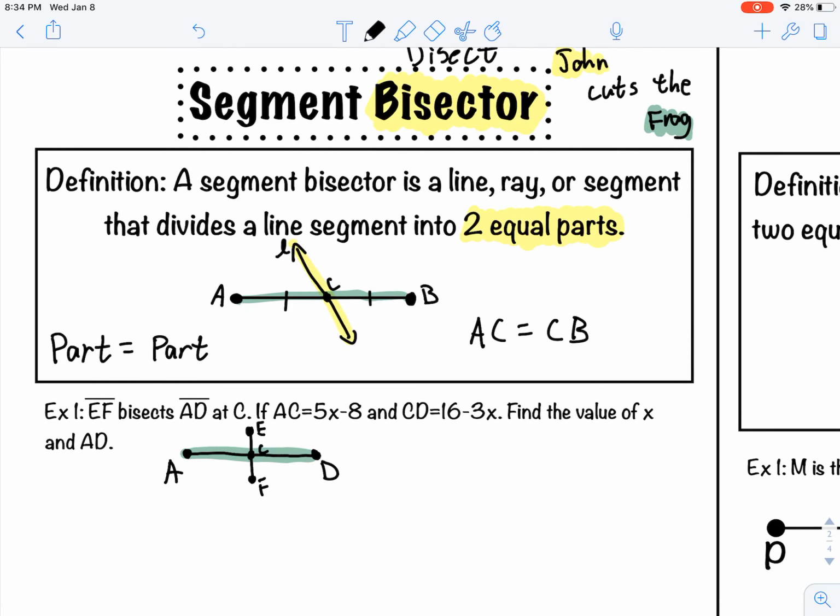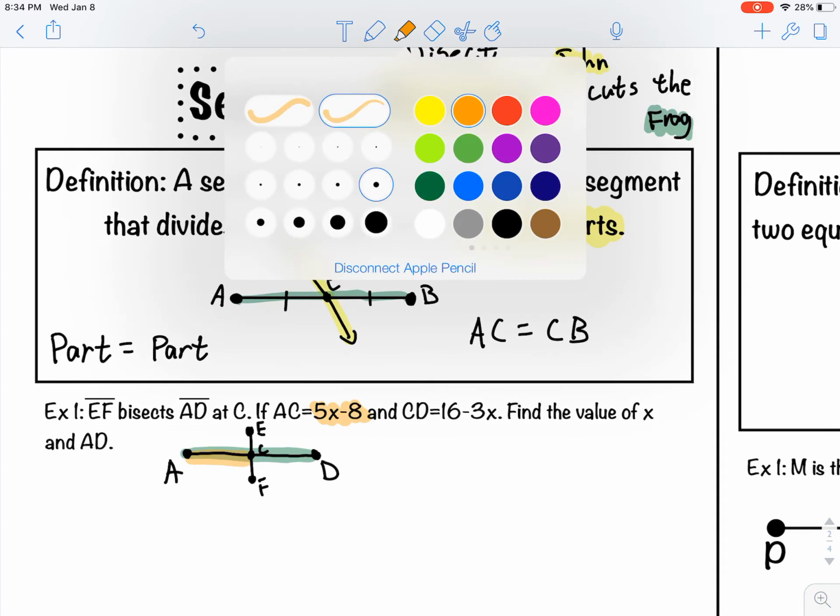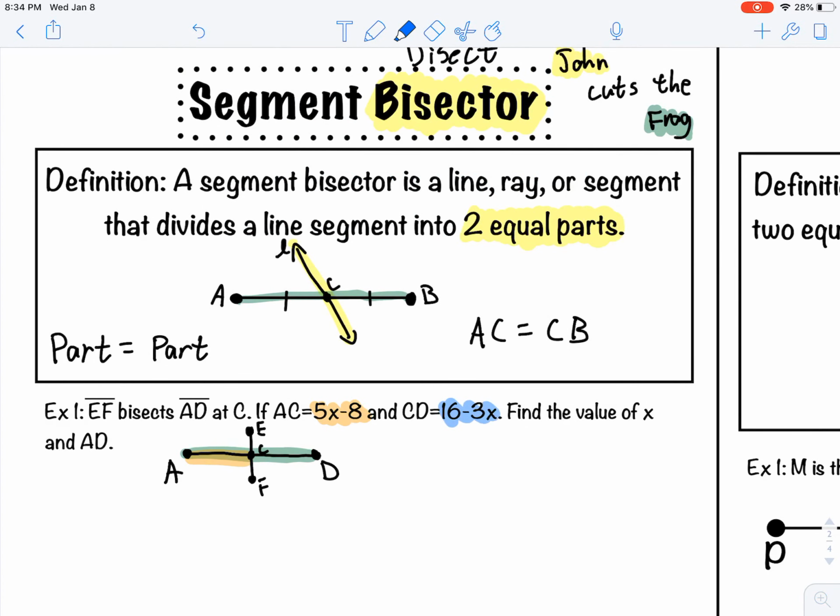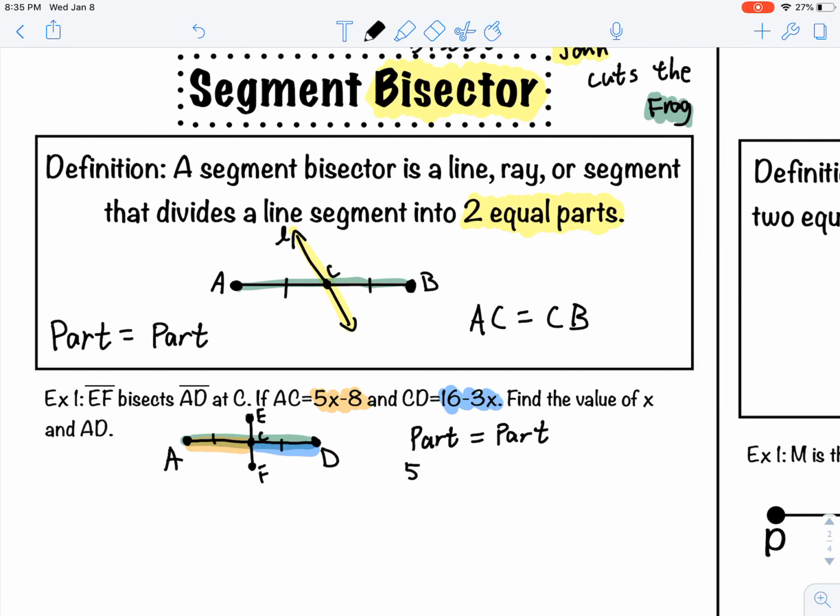All right, so now let's go and look at this, getting some other highlighters here. So if we know that AC is 5x minus 8, so AC to C is 5x minus 8. And CD is 16 minus 3x. Okay? I know that these two things are equal to each other. All right, so let's go ahead and do part equals part. So I know I have 5x minus 8 equals 16 minus 3x.